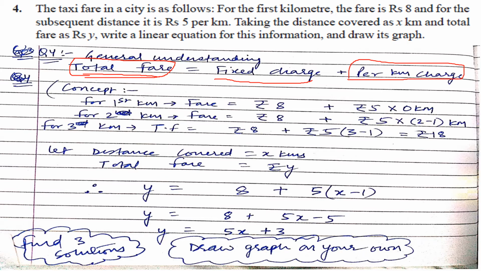Okay, so seeing these equations, these examples, I can say, let the distance covered be x kilometers and the total charge be y rupees. So these are two variables I have assumed.